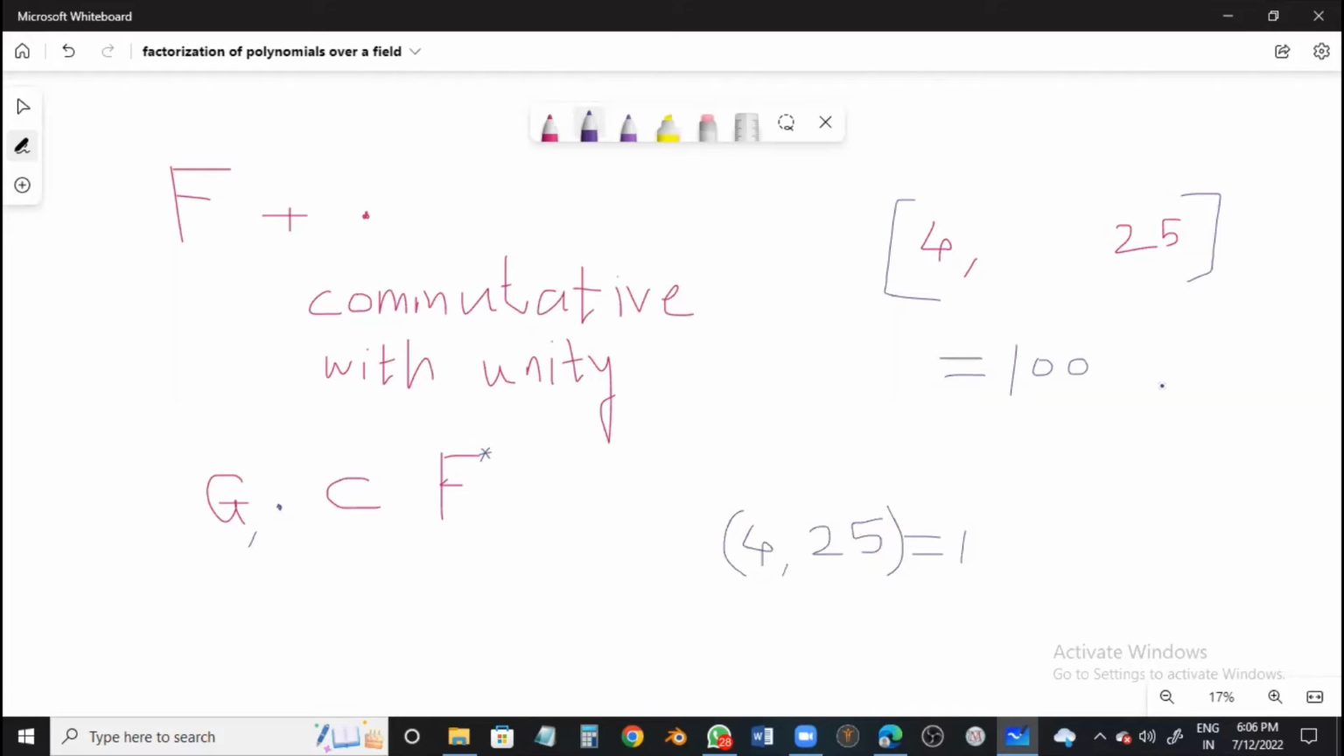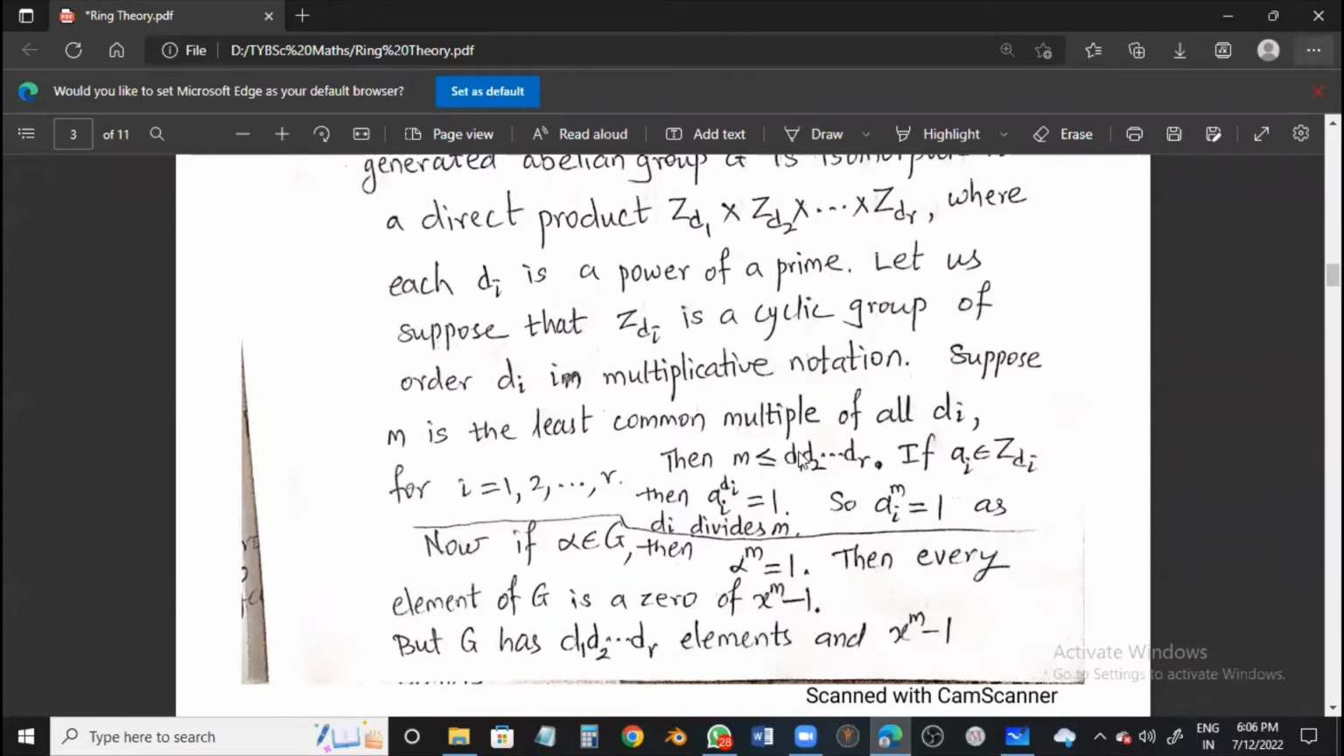Followed me? Actually, because we are dealing with powers of primes, we have to take their product, D1 into D2 into and so on up to DR. And if M is the least common multiple, it is a common multiple and it is the smallest amongst all the common multiples. Means what? M will be less than or equal to the product of all. Do you all agree? What this means is that M divides D1, M divides D2, M divides DR. Is it so?